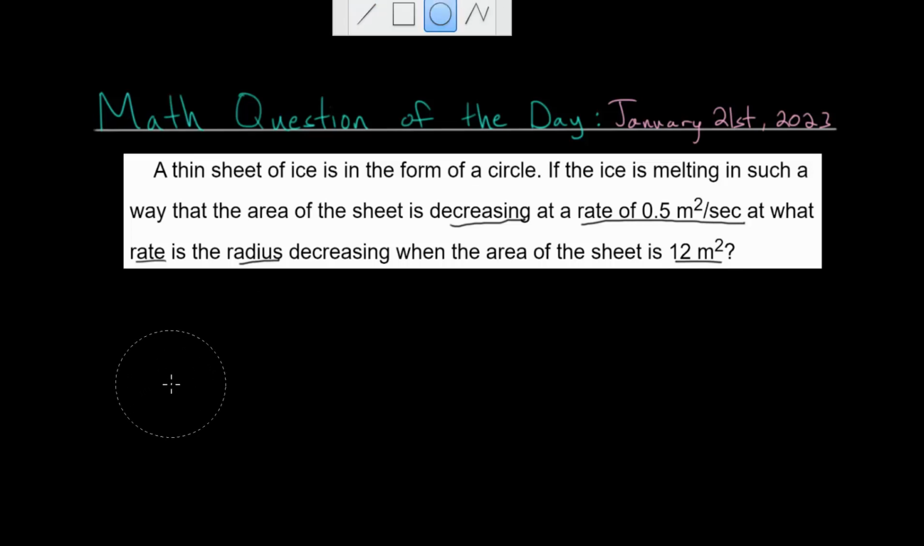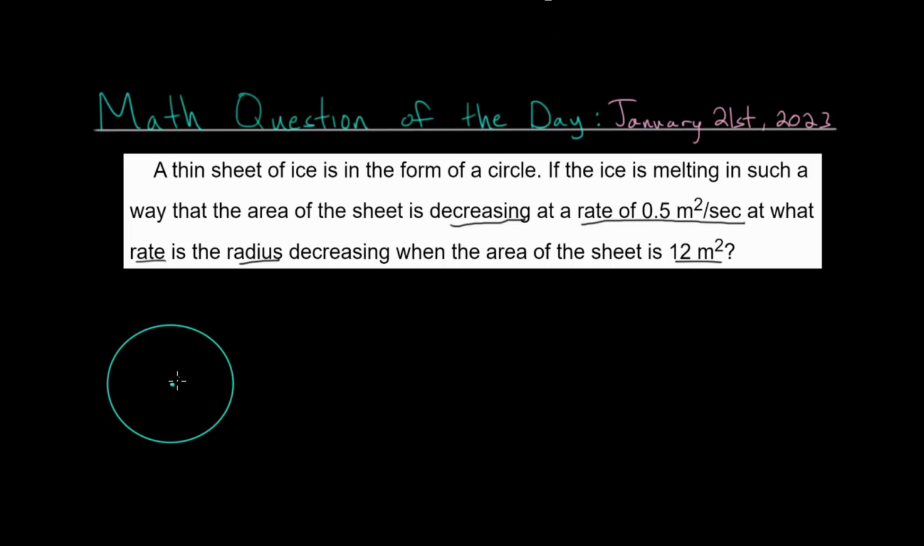We have a thin sheet of ice that's in the form of a circle, and of course, since we have a circle, we know there's a radius for this circle, and we're dealing with the area of the circle, so we will need the formula for the area of a circle. This is pi multiplied by the radius of the circle squared, where pi is the circle number, approximately 3.14.